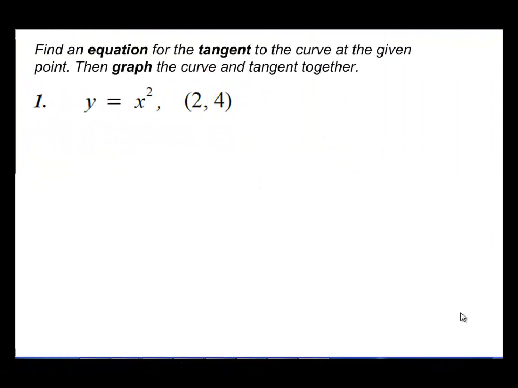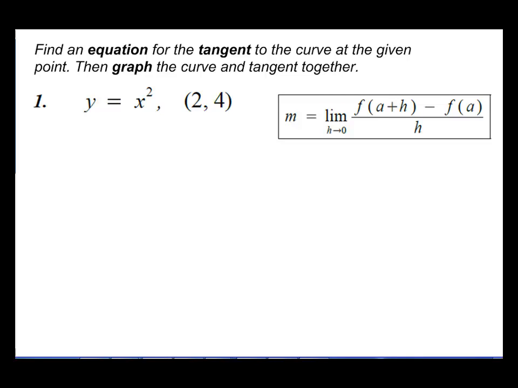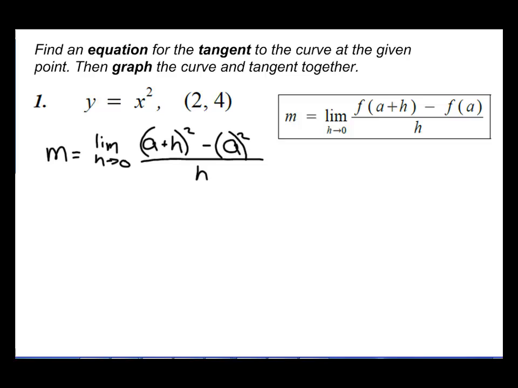Example 1, looking at y equals x squared, let's find the equation of the tangent to the curve at a given point, 2, 4. Then graph the curve and the tangent together. By taking the definition of the slope of the tangent, slope is equal to the limit as h goes to 0, a plus h squared minus a squared all over h. Since we're looking at a specific point, 2, 4, we can take the x-coordinate, the 2, and plug that in for the a.